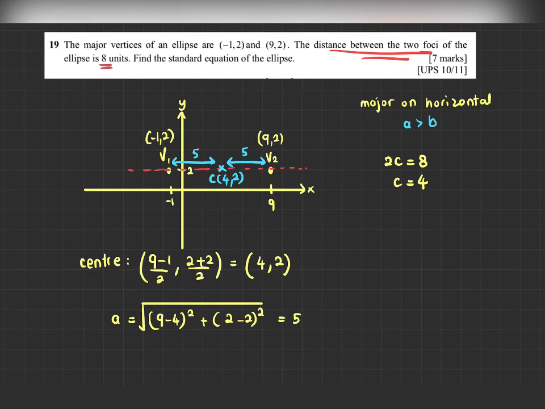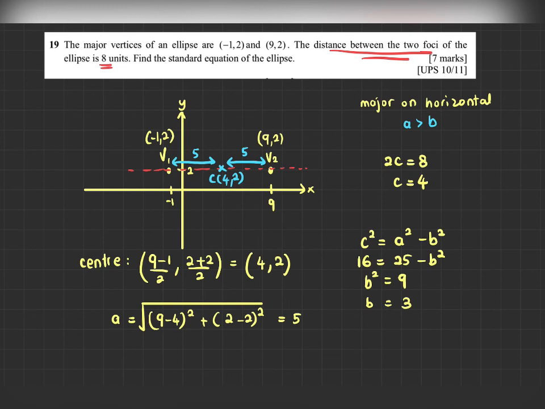Okay. Now, since we already know what is the value of A, so A adalah 5 dan C sama dengan 4. So kita boleh dapatkan the value of B. So C square equals to A square minus B square. So C square adalah 16. A square adalah 25. So here our B square is 25 tolak 16 adalah 9. So B sebenarnya adalah 3.